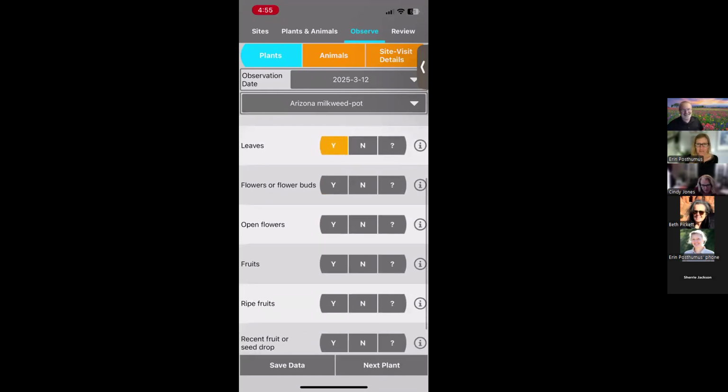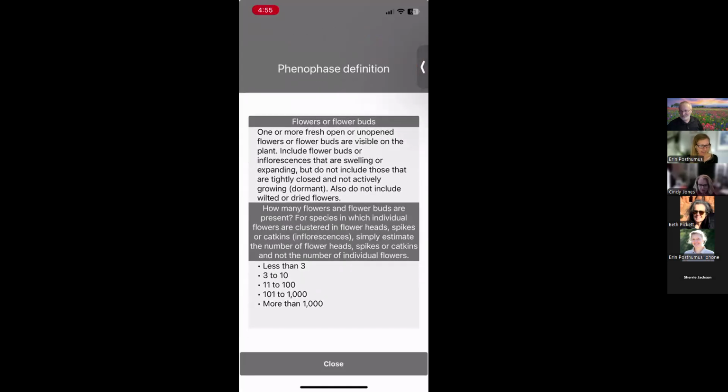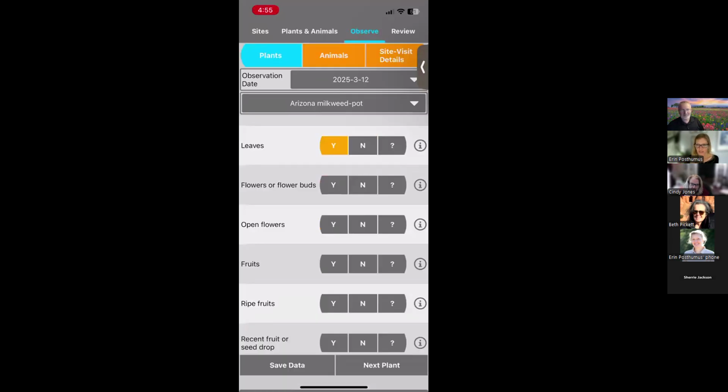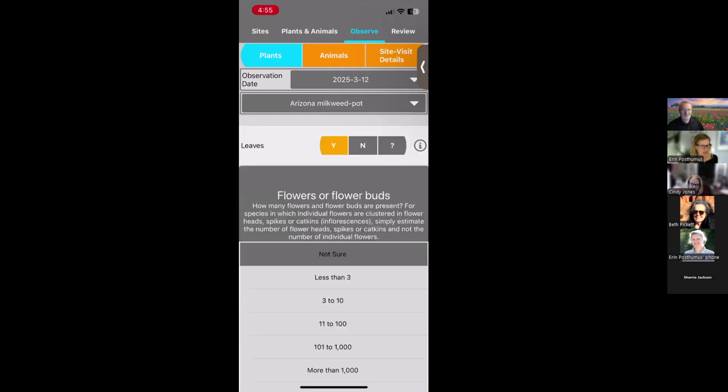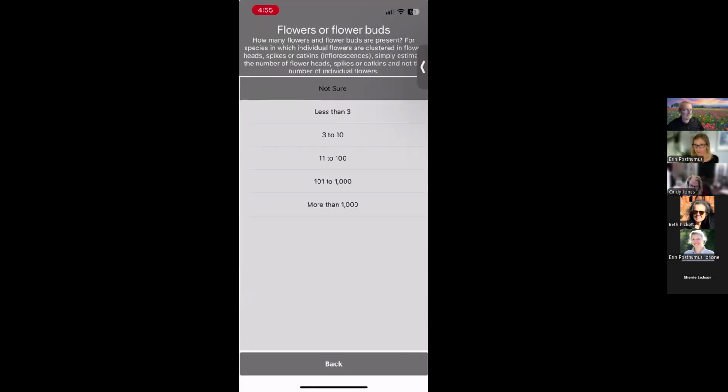Okay, going down to flowers or flower buds. And again, if we tap that, this is any flower, so open or unopened on your plant. Okay, I'm getting a bunch of yeses. So now this is that extra question because I said yes. It's going to ask me, well, how many do you think? So does anyone remember what I said? I counted. Yeah, nice indeed.